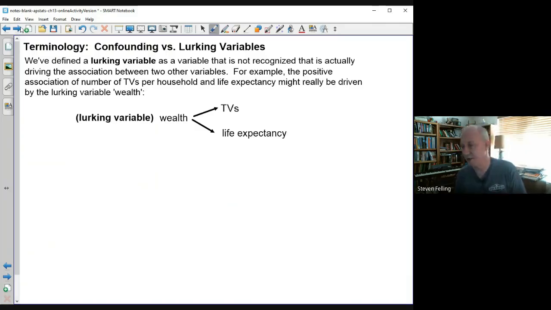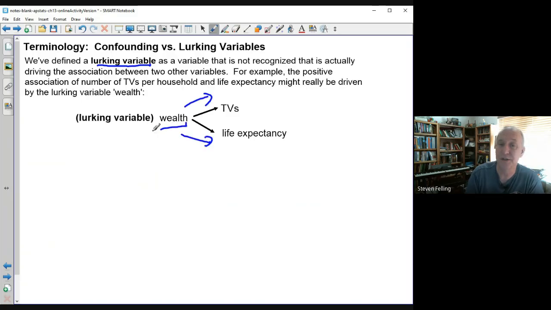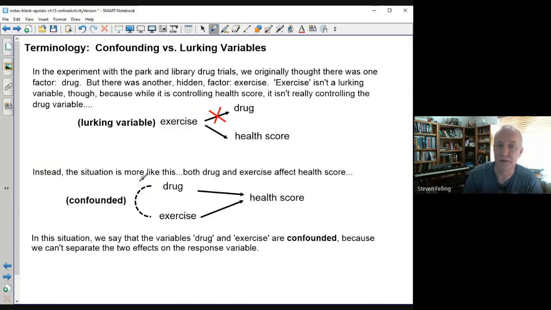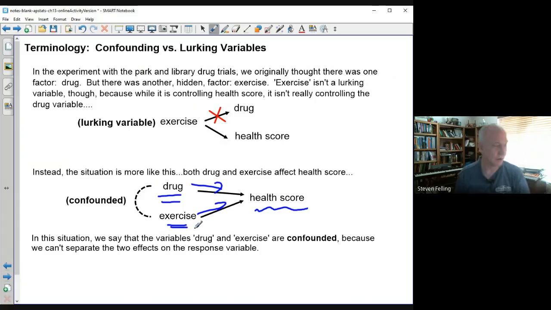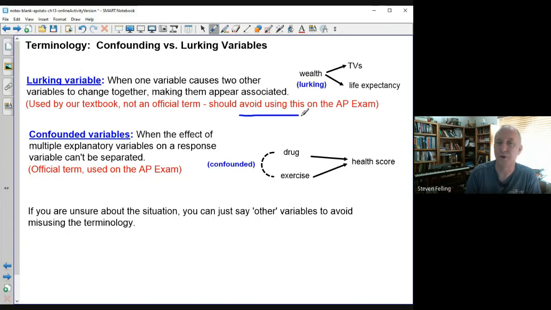Okay, last little bit on terminology. I know this video is getting really long, but gotta cover it somewhere. We've defined lurking variable as a variable that is controlling other variables, like say wealth might control the number of TVs and the life expectancy, right? The word confounding is when you're measuring something and 2 different variables are both affecting it, like drug and exercise. We would say that the drug and exercise variables are confounded, so you should know that word, okay? Lurking variable, we should probably avoid that one on the AP exam. It's not official, but confounding is an official term, so you should definitely know how to use that.